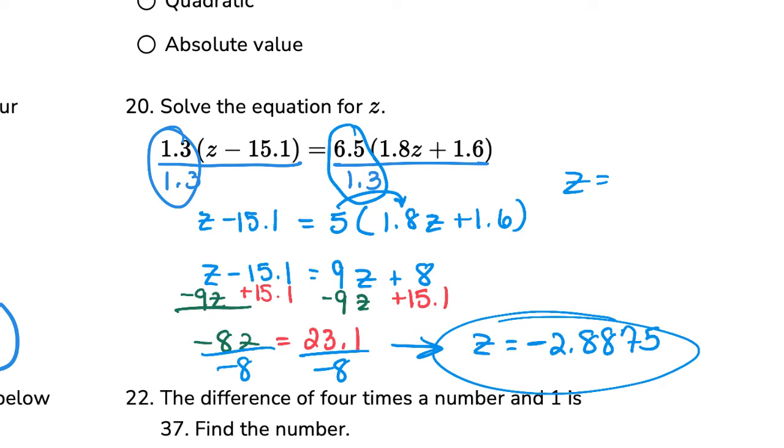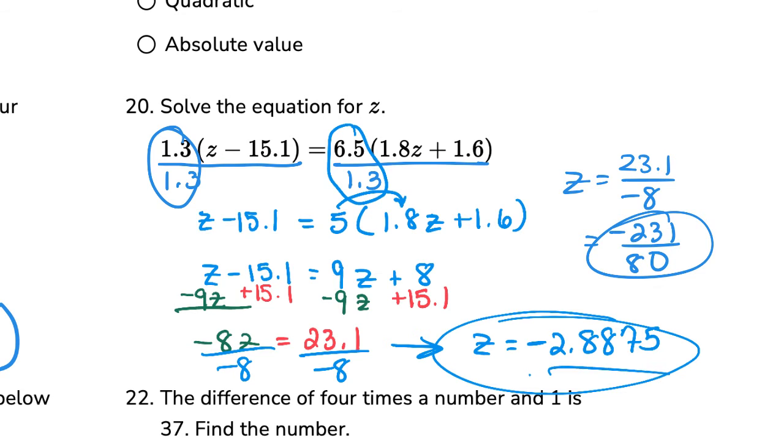Z equals 23.1 over -8. So you could write this as -231 over 80, just multiplying top and bottom times 10. I think that's all they're divisible by. So that fraction or that decimal.